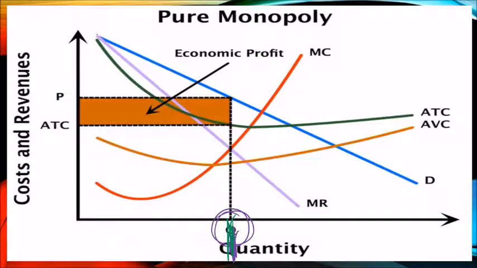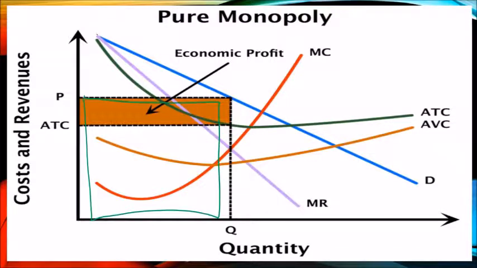And so what I end up with is this total revenue is the bigger box, and my total cost is this smaller box. The difference between the two would be the orange box that remains, and that would be my economic profit from this graphical setup.